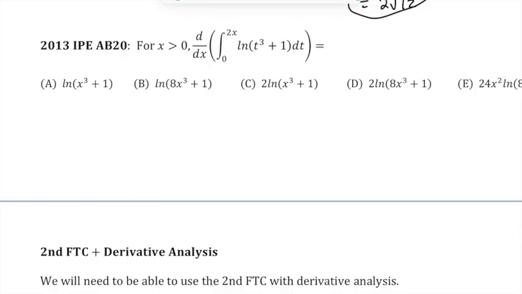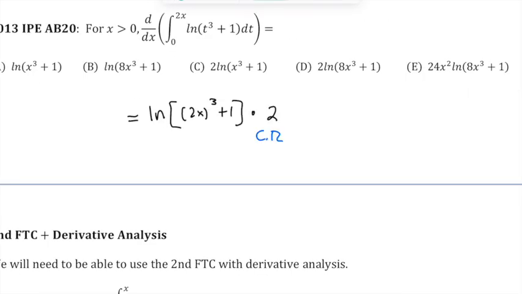13. Again, we're going to take the derivative of the integral. So we're going to plug in 2x for t, and then by chain rule, take the derivative of 2x. So there's my derivative. I just got to clean everything up. So this is going to be 2x cubed. So we're going to do 2 cubed, which is 8, x cubed, which is x cubed. So this is going to be 2 times the log of 8x cubed plus 1.